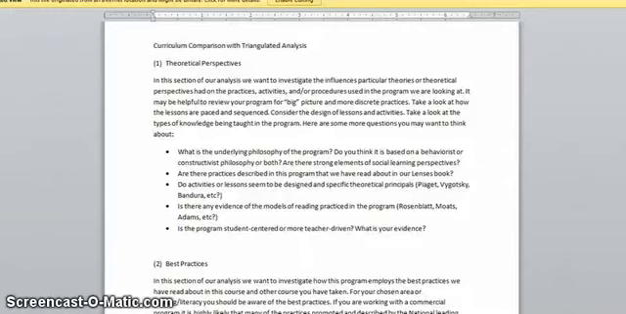You could think about the models we've discussed, the particular theories, and some of the activities and whether they're student centered or teacher driven. But you don't need to go through all of these questions and answer them one by one. These are just the ideas or the things you should be thinking of during this assignment.